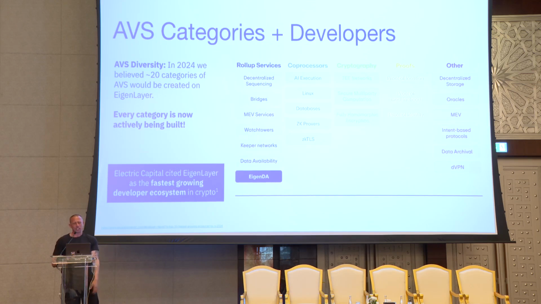And then we have EigenDA, which is the most scalable data availability solution. We're about to launch our V2 or Blazor update, which will increase throughput along with a few other things.